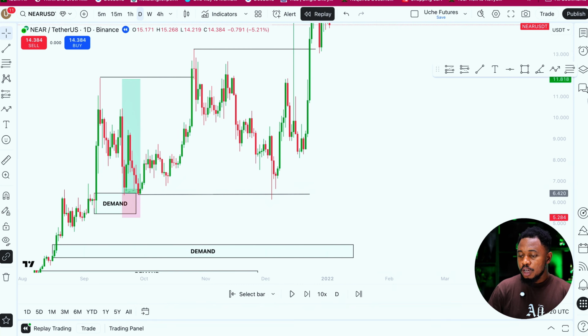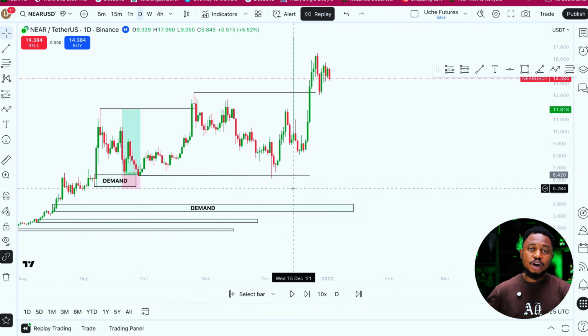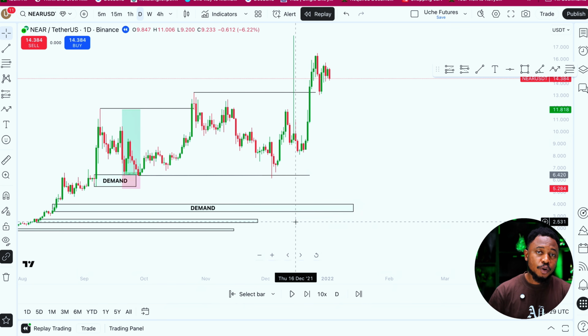Whenever you have more than one tap, you should be careful approaching that particular demand level. It played out very well here, but there are certain times when, after you've done your backtesting, you discover that it is not actually the best place to enter a trade.